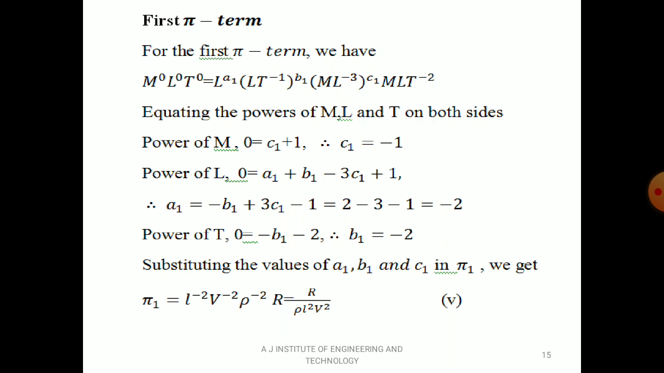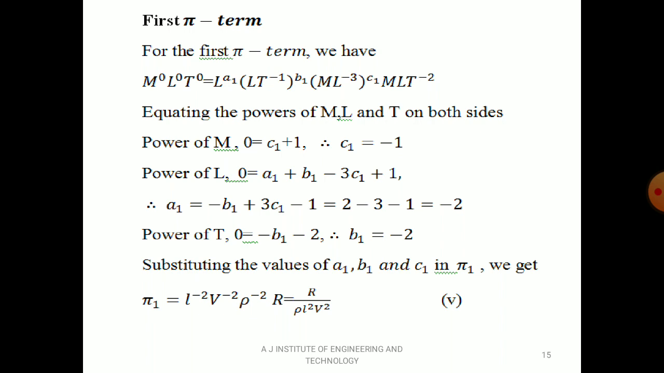Now substituting the values of A1, B1 and C1 in pi 1. So we get pi 1 equal to L to the power A1, that is A1 value is minus 2, L to the power minus 2, V to the power B1, that is V to the power minus 2, B1 value is minus 2, rho to the power C1, C1 value is minus 1, so rho to the power minus 1 into R. So here you have to make it rho to the power minus 1, not rho to the power minus 2. So that is equal to, just rearrange, R it has positive power, R to the power 1, so it remains in numerator, divided by rho L square.